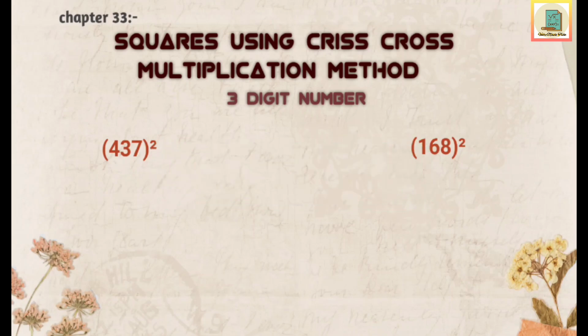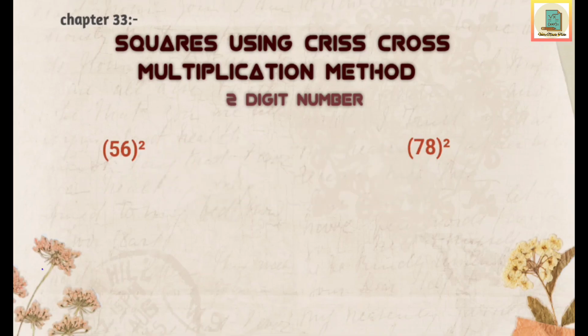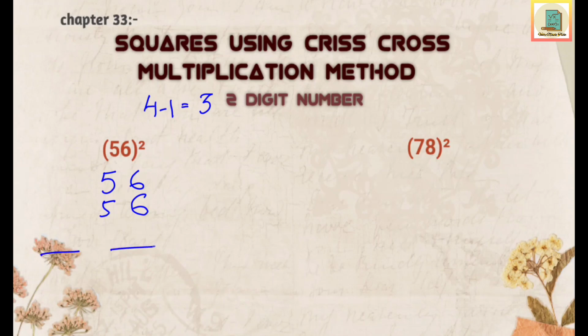So now let's start learning the method. Here, first we'll find the square of a two-digit number. We have to find the square of 56. So first we'll arrange the digits in this manner, 56 and 56. Now the total number of digits here is 4. So 4 minus 1 we get 3. So the number of partitions is 3. Now make 3 partitions, 1, 2, 3.